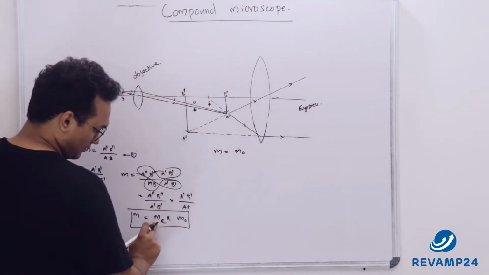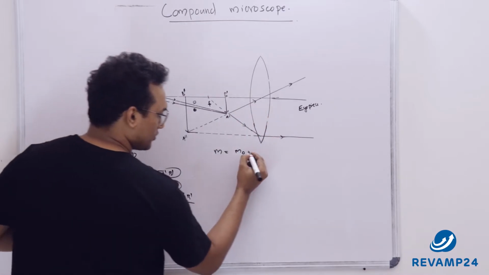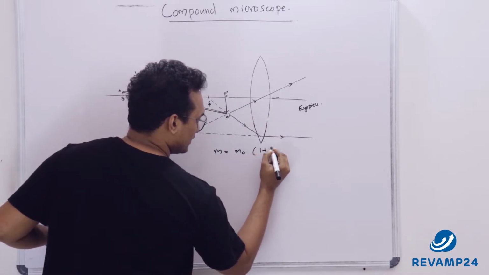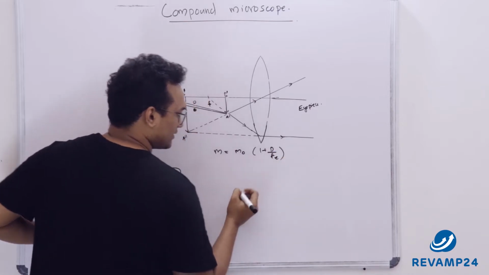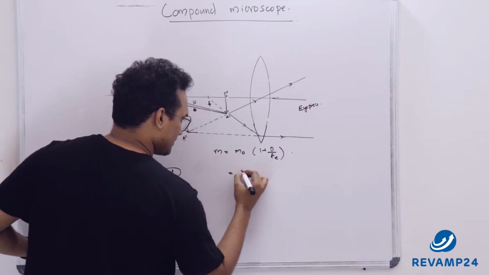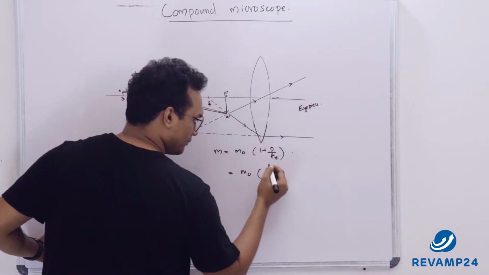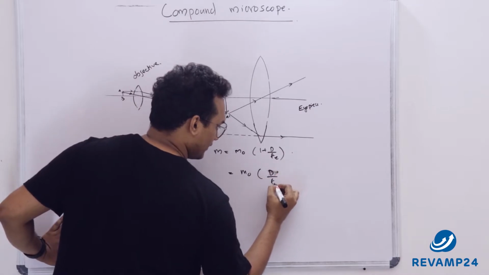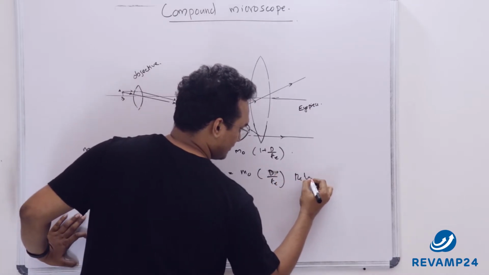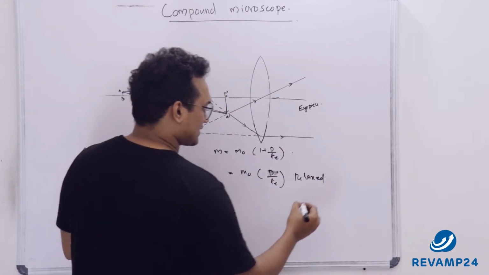So I can substitute the equation of simple microscope in the case of the eyepiece. So M is equal to MO into 1 plus D by Fe. So this is one condition, and I have one more condition. This is equal to MO into, instead of 1 plus D by Fe, only D by Fe. This is a relaxed condition. Previously I also told you we will have two equations. One is the relaxed condition.